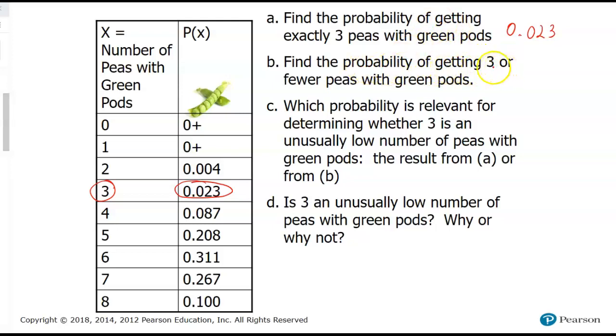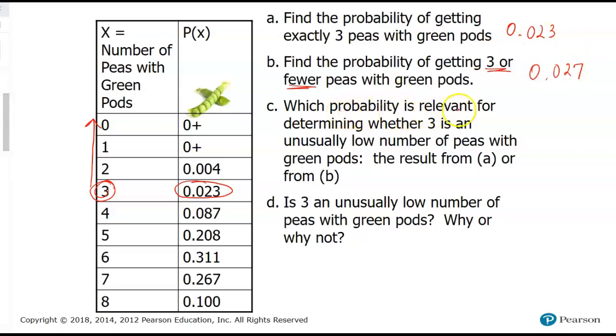Find the probability of getting 3 or fewer. So this is where we're talking about 3 or fewer. So we're going to literally add all 4 of these probabilities together, and we said these will just act like 0. So 0 plus this one and this one is going to give me 0.027.